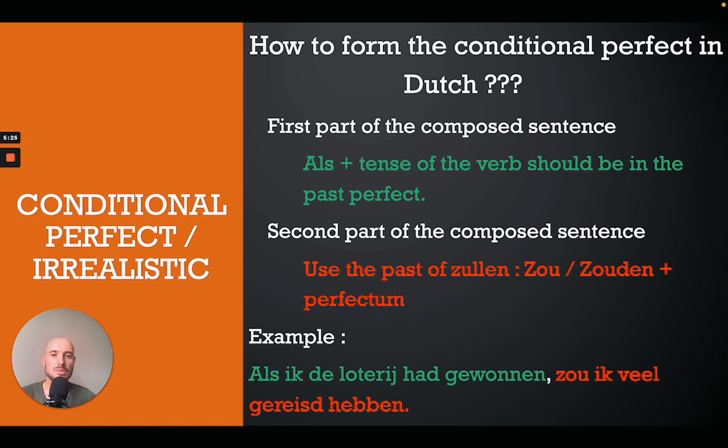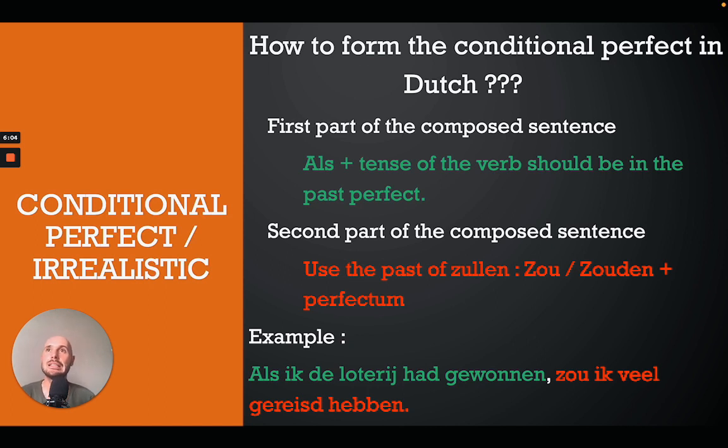All right. So the first part of the composed sentence will be als, again, if, plus the tense of the verb should be in the past perfect. All right. The past perfect, that is a composed time. I'll show that time to you right now so you have an idea what I'm talking about. And then the second part of the composed sentence, again, will be used with the past of zullen. It will be zou and zouden plus the perfectum. If you don't remember what the perfectum is, don't worry, click on the following link and you'll find a video which explains how to form and when to use the perfectum in Dutch.